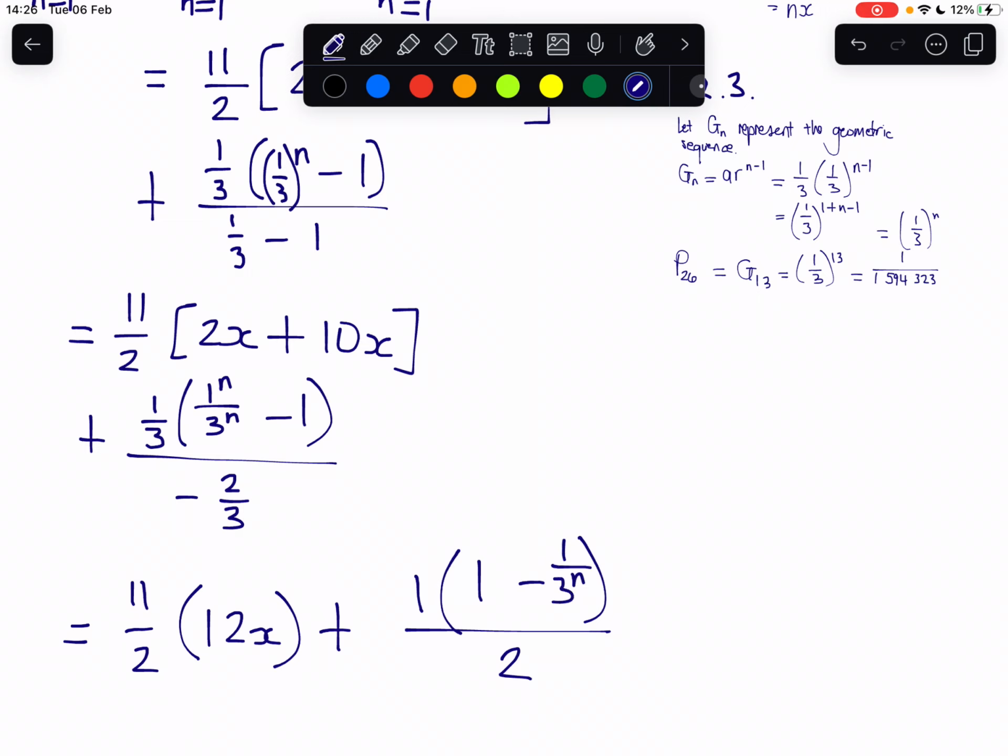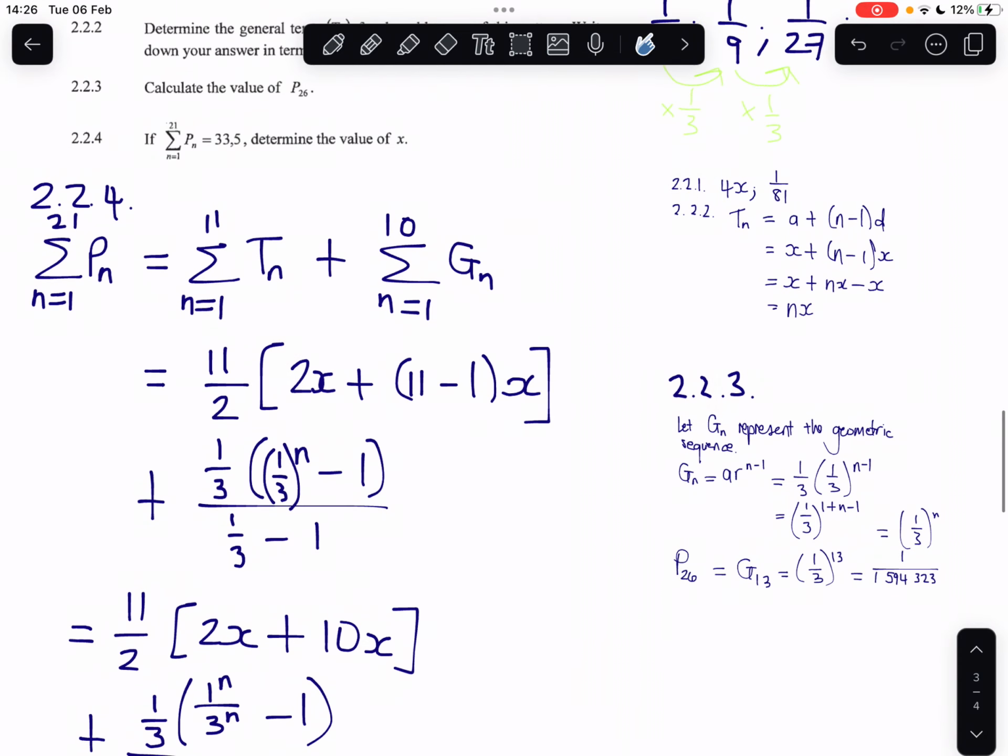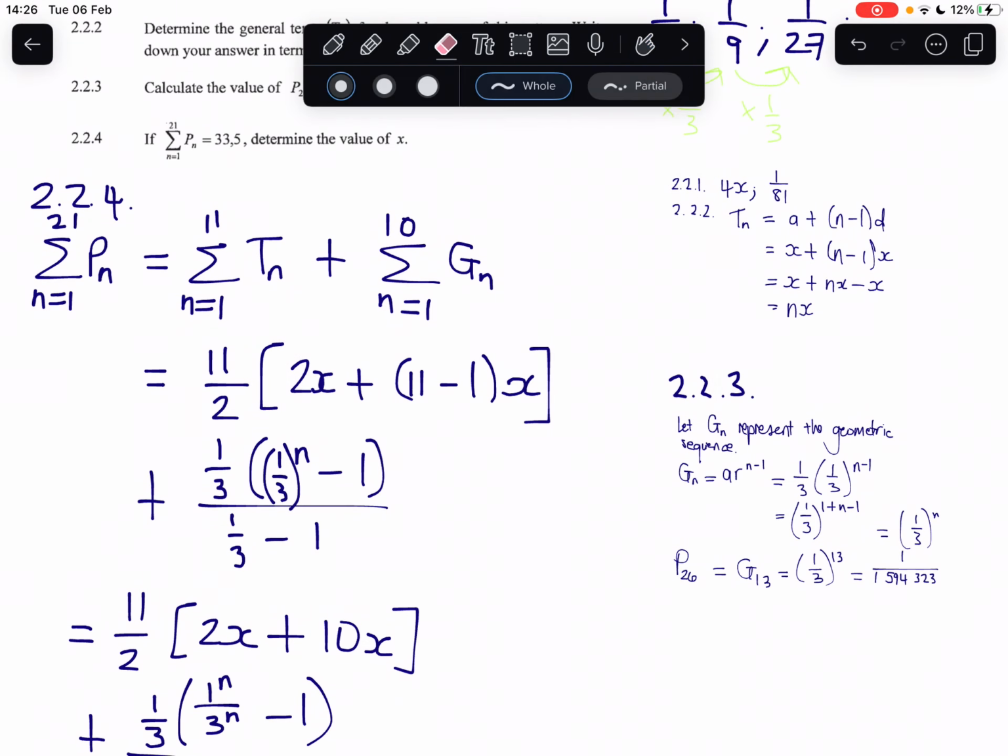Right. Oh my goodness, and I haven't been replacing the n. Oh, the agony. We do know what n is. n is 10. We have 10 geometric terms. Okay. Watch me weep.